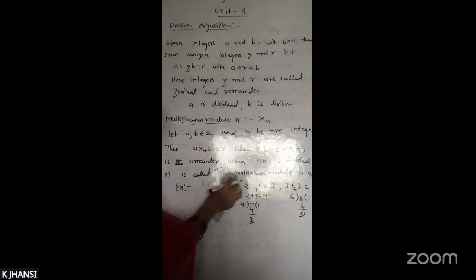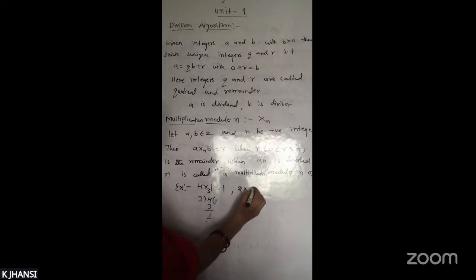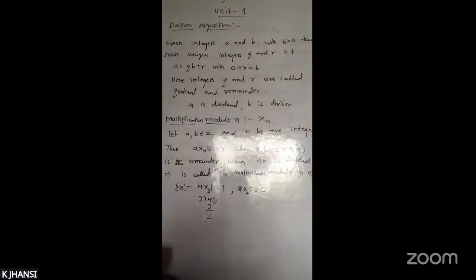Okay, so examples are here. 4 times 3 of 1 is equal to 1. That is, 4 into 1 is 4, divided by 3: 3 ones are 3. What is the remainder? The remainder is 1. Next, 2 into 5 is equal to 0, since 2 into 5 is 10. If you divide by 2, 2 fives are 10, so your remainder is 0. So like this, we will find the multiplication modulo n.